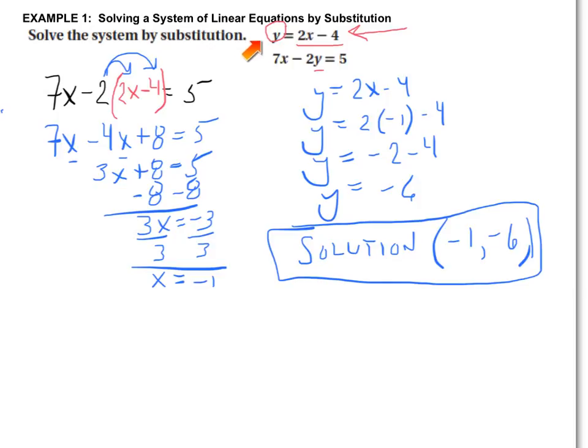So back up top, if I plug in a -6 for the y here, I come over to this side and say 2 times the -1 is -2. -2 minus 4 is -6. So it works on the first one. Going to the second one, if I do 7 times -1, I get -7. -2 times -6 is a positive 12. -7 plus 12 is 5, so they do check. I don't really want you to do that all the time, but that is one way to check it. As long as you are checking it to verify 100% that that is the answer, that gives us a good shot.